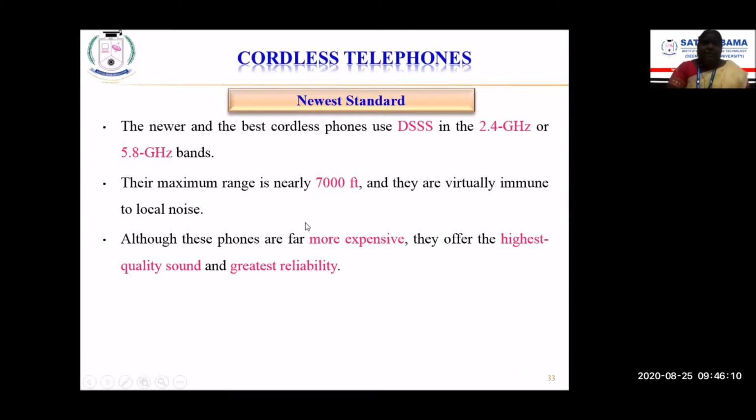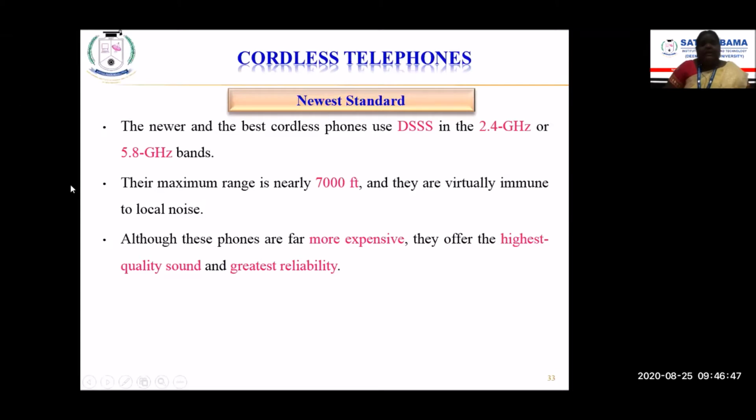Now let us see some of the newest standards that have been introduced in the market. The newer and best cordless telephones again use DSSS, the direct sequence spread spectrum technique, and they use the frequency range of 2.4 gigahertz, whereas earlier phones used 900 megahertz. They use the 2.4 gigahertz and 5.8 gigahertz bands. Their maximum range is nearly 7,000 feet, and there is also no possibility of any kind of noise getting into the signal we are transmitting.